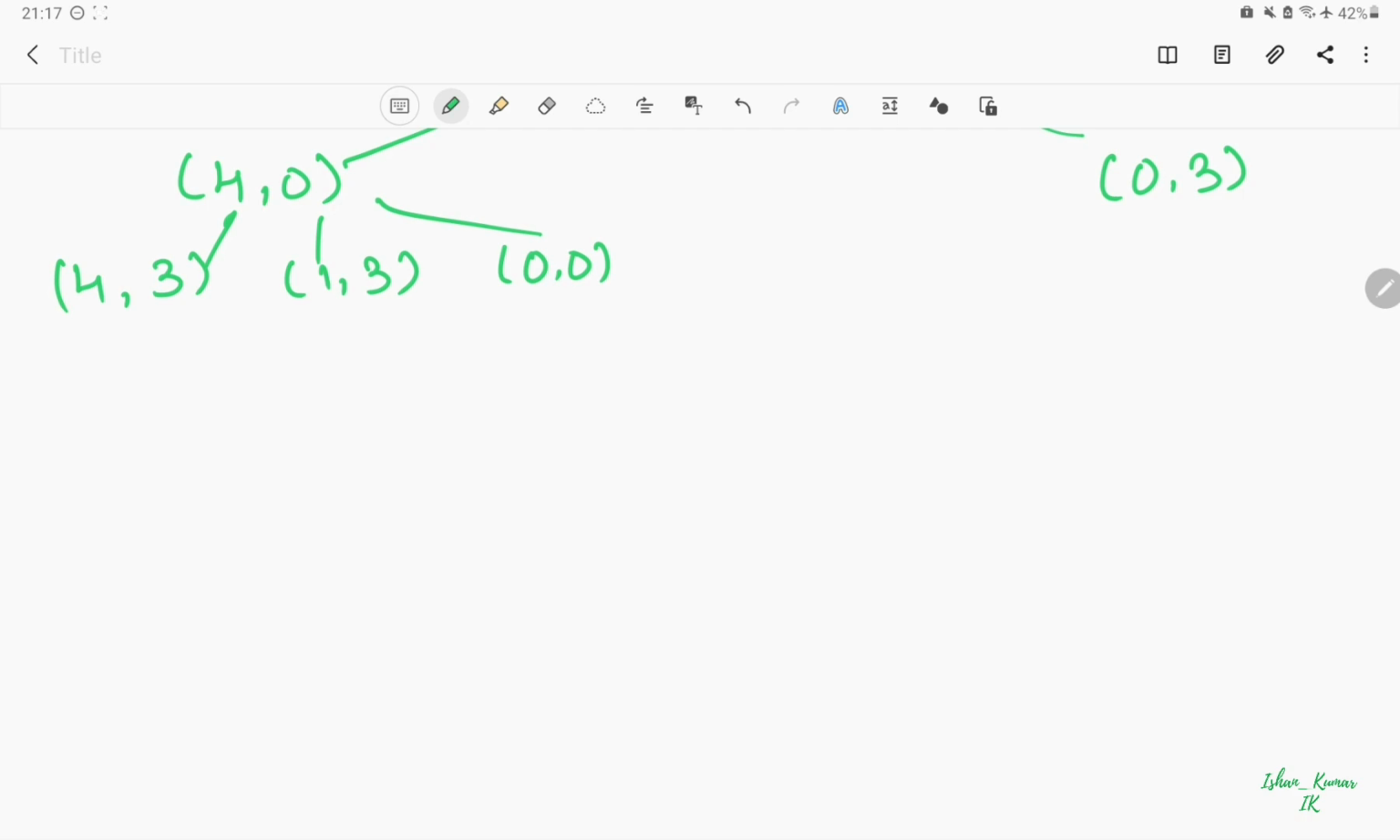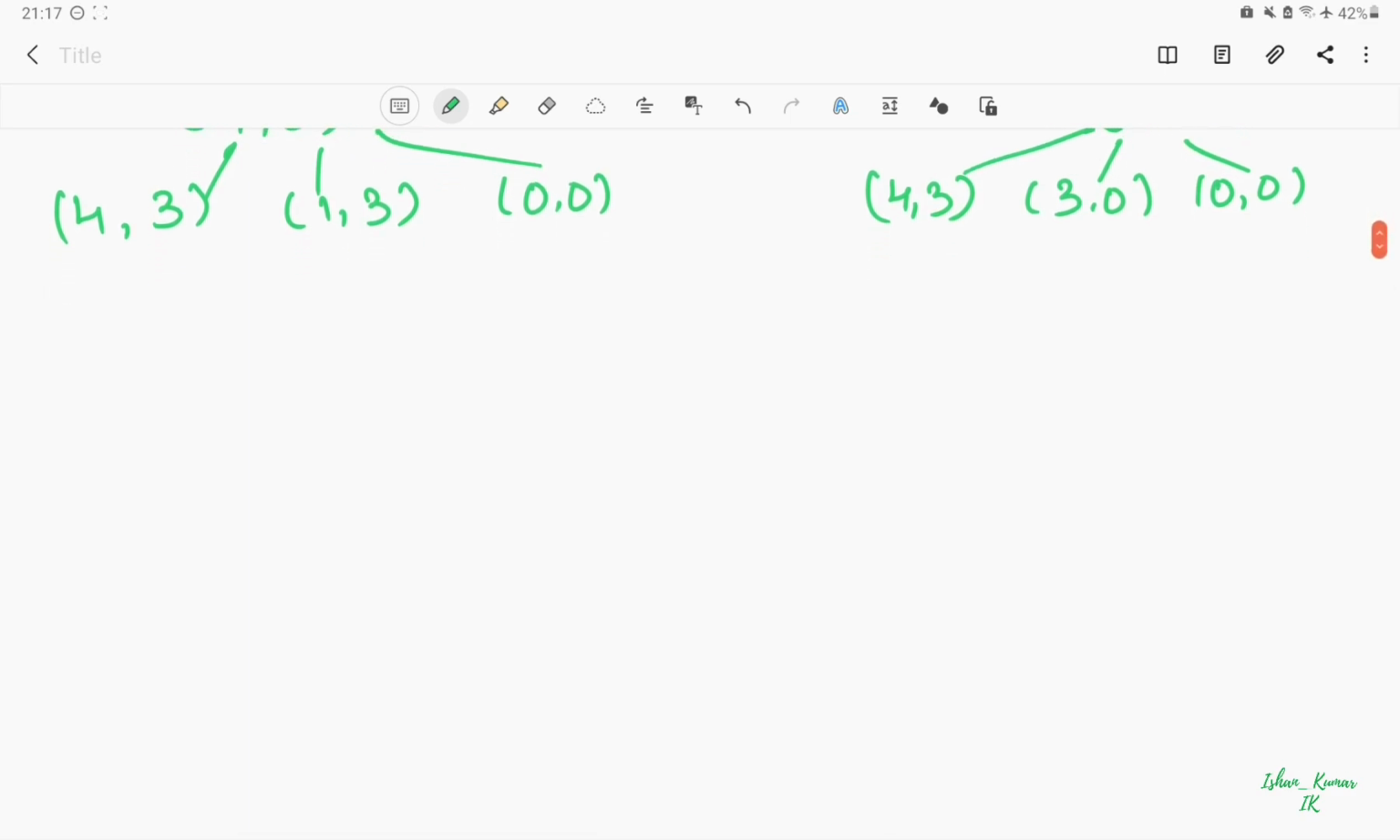Similarly, from 0, 3 on the right hand side, if I fill, I will get 4, 3. If I pour, I will get 3, 0. And if I empty, I will get 0, 0. So these are the three states possible from 0, 3.